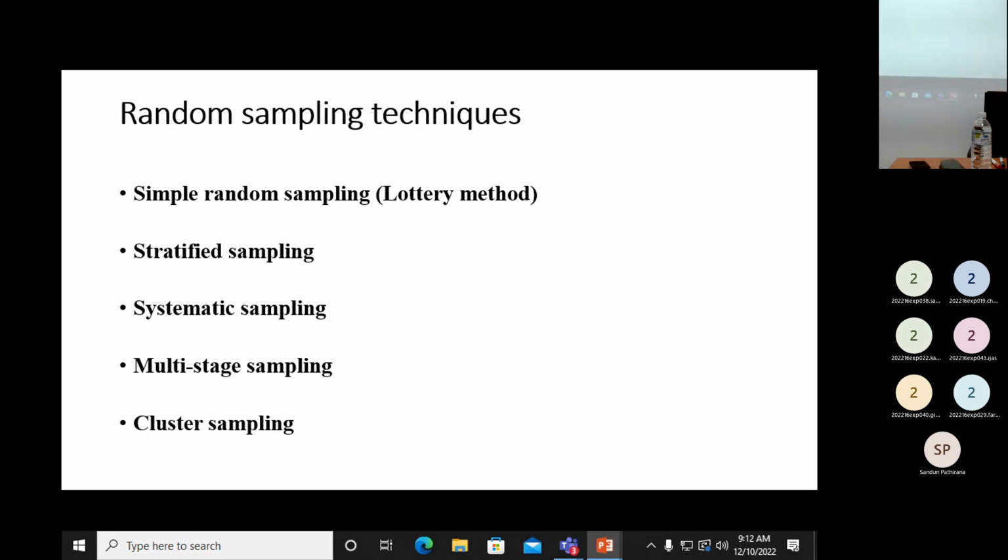Now, what are the advantages of simple random sampling? First one is simple method, right? Advantage, simple method. Second one, equal chance is there to be selected into the sample.